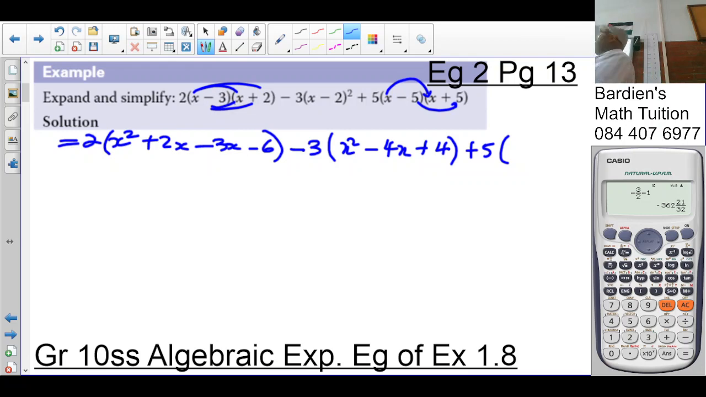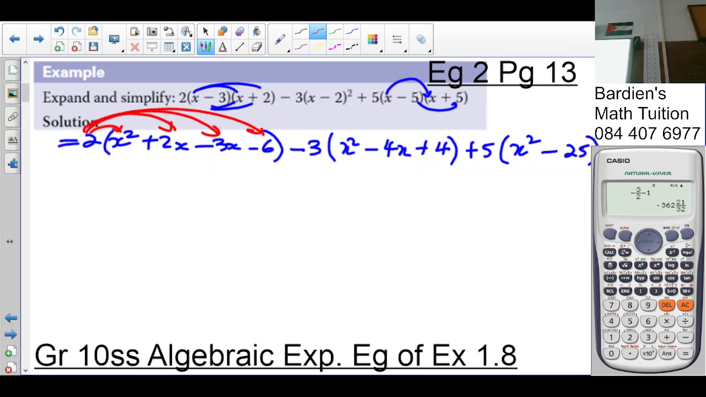Okay? So that's going to be x times x, x squared. Negative 5 times positive 5, negative 25. So what do I do now? Multiply, get rid of the brackets now. Can you see? Again, when it comes to these sums, people, write neatly. The sum's going to become messy.